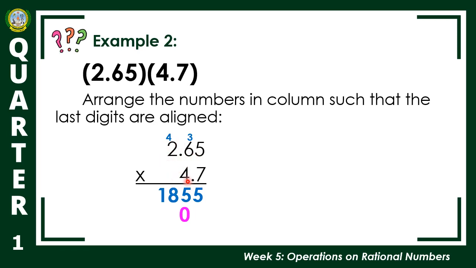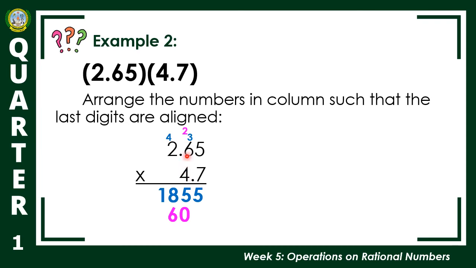So, isa-isahin natin. 4 times 5 is 20. So, 0. Doon nyo po isusulat siya sa tapat ng second digit. Okay? 0, carry 2. And then, 4 times 6 is 24 plus 2. So, yun lang yung i-add natin, ha. So, wag niyo na pong papansinin yung mga carry natin kanina.